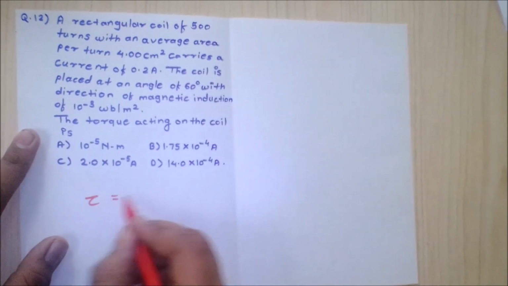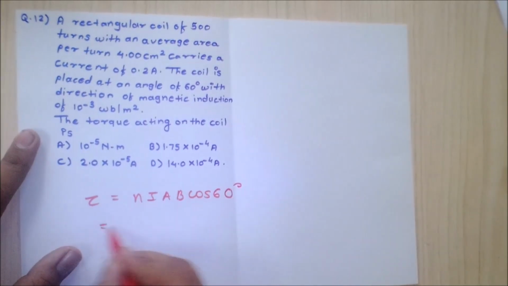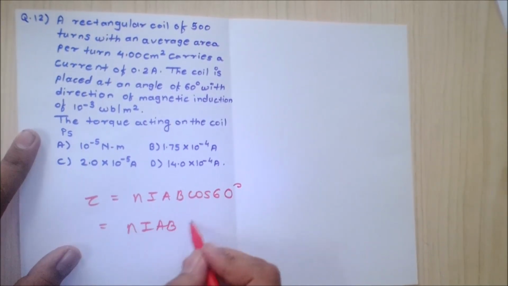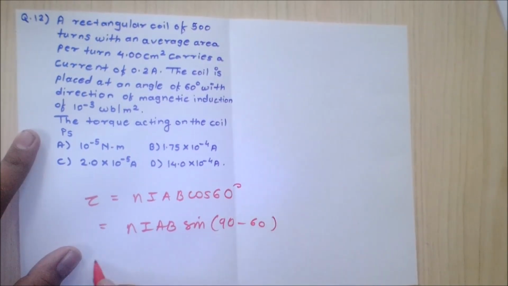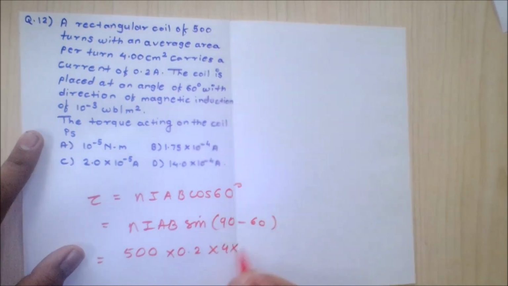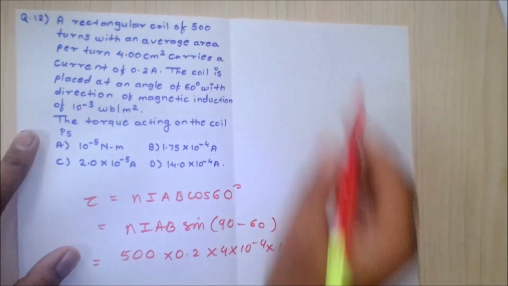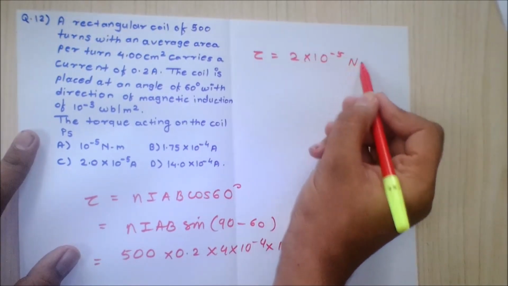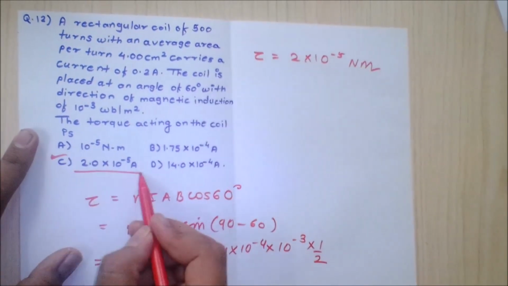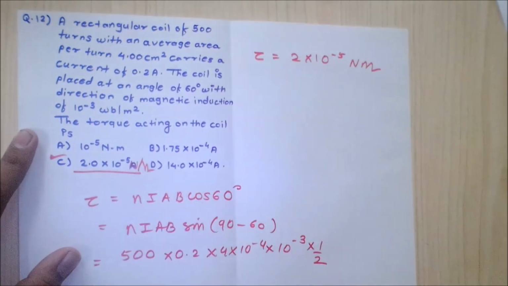So now torque, tau, is nothing but N I A B cos 60, which can also be written as N I A B sin theta, that is sin of 90 minus theta. So sin of 90 minus 60 degree, which is equal to 500 into 0.2 into 4 into 10 raised to minus 4 into 10 raised to minus 3 into 1 by 2, which on solving gives us the value for torque equal to 2 into 10 raised to minus 5 Newton meter. So option C, 2 into 10 raised to minus 5 Newton meter, is the correct answer.